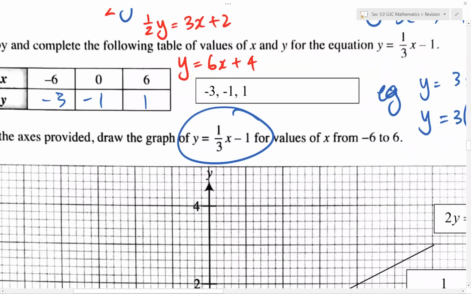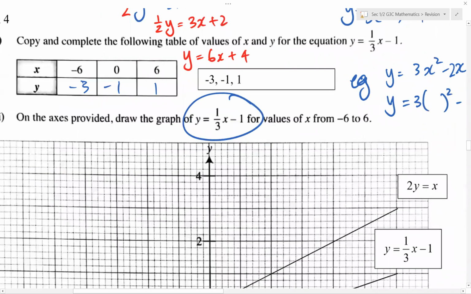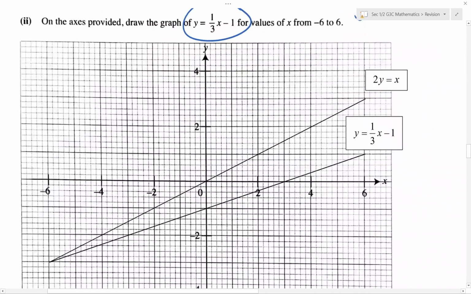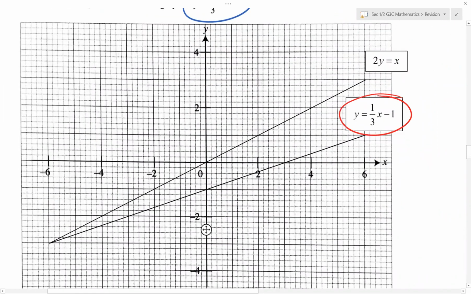So you know that in this case, it is sloping upwards. Gradient 1/3 is positive, and the y-intercept is negative 1. So let's see. Okay, now here we should be looking at this graph. Intercept negative 1, and it is sloping upwards. Pretty gentle slope because the gradient is quite small, 1/3 only.